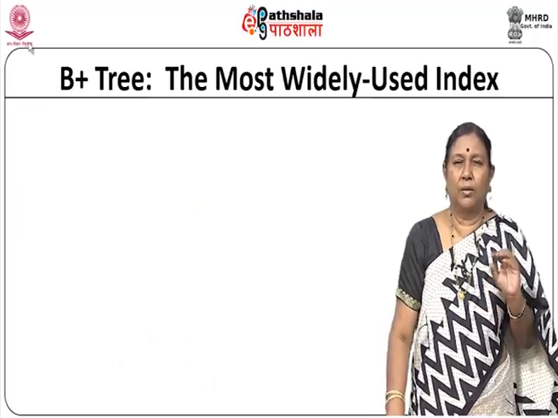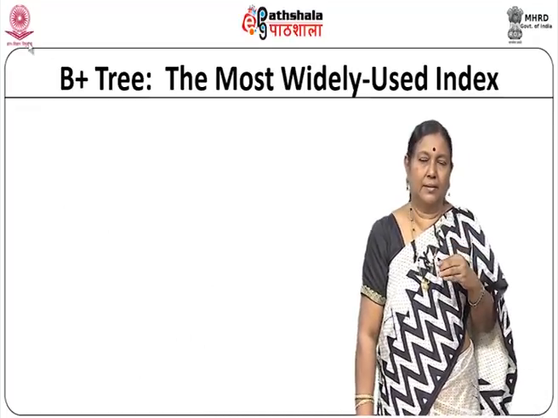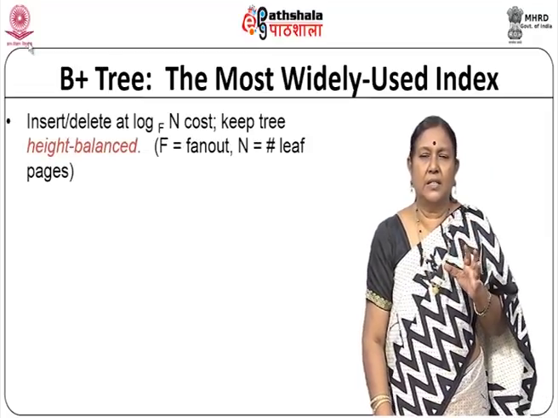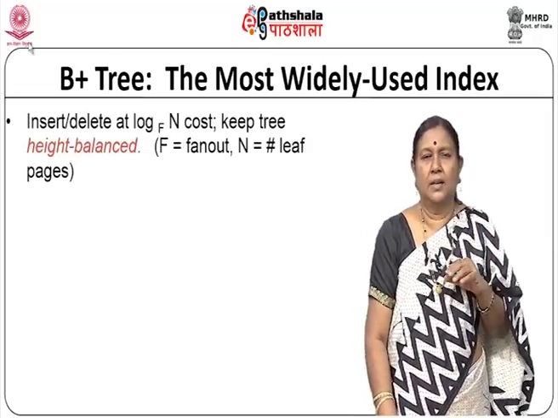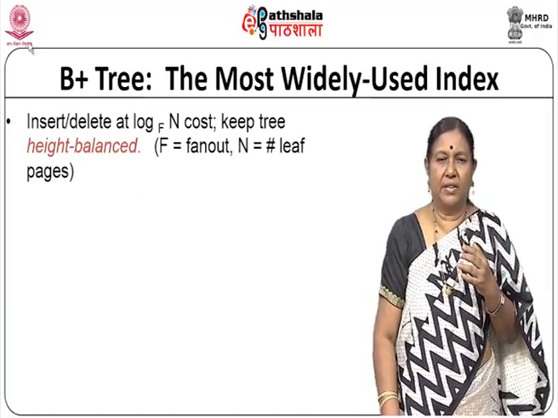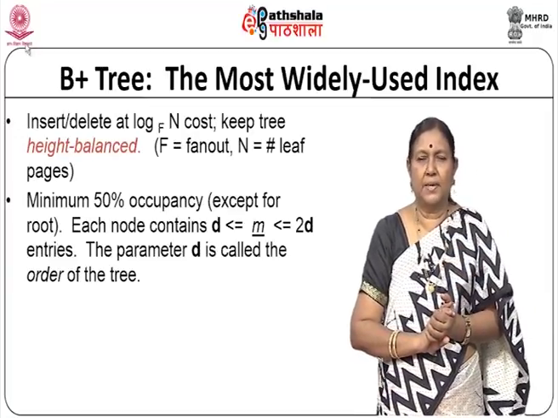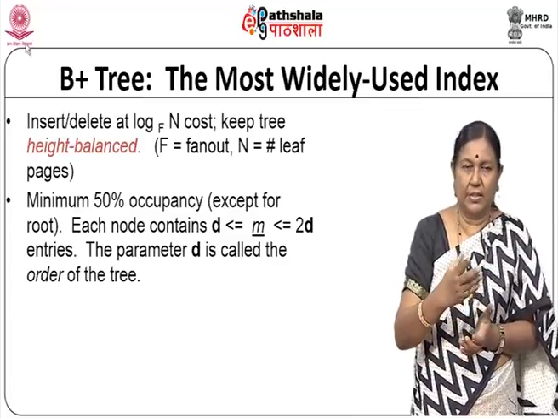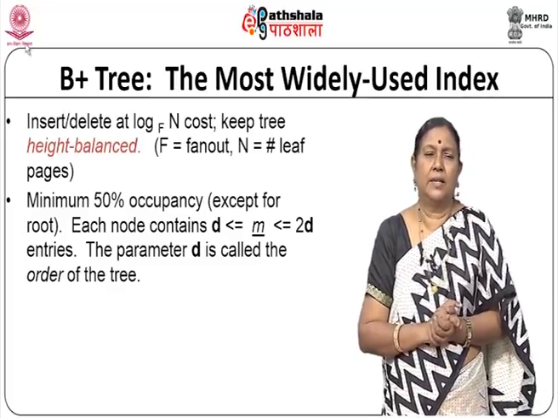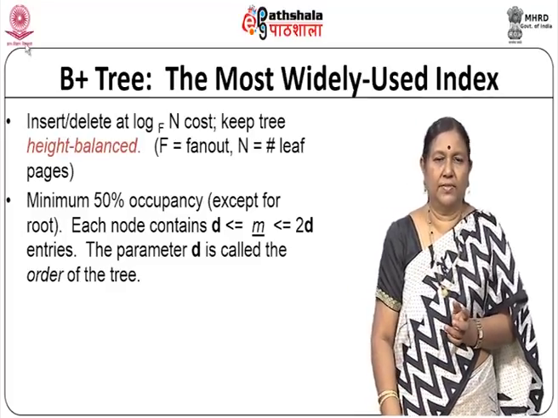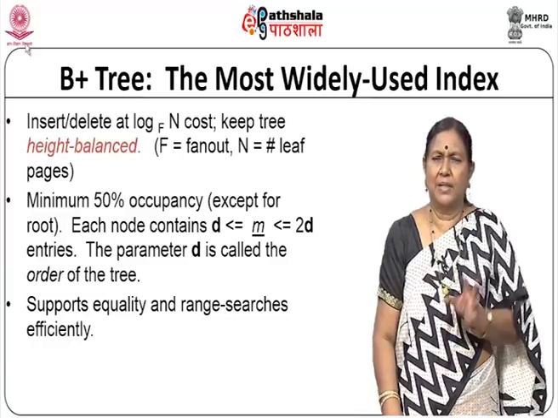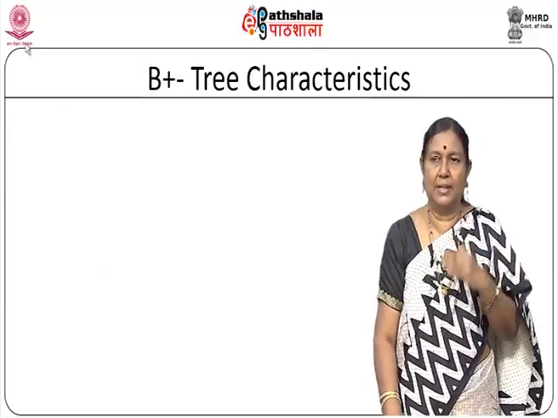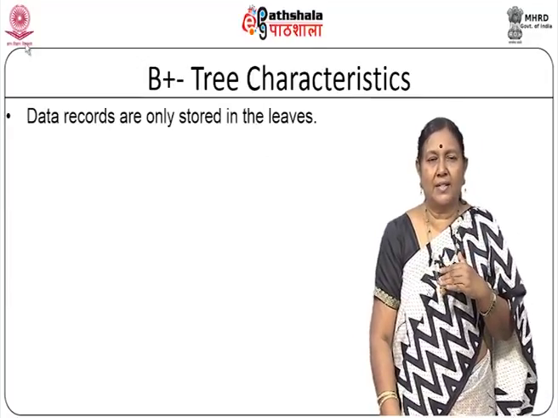Now, let us go to another thing, which is called a B plus tree, based on B trees. Insertion and deletion are log n, and the tree is kept height balanced, f is the fan out and n is the number of leaf pages, with minimum 50% occupancy. Each node contains d less than or equal to m less than or equal to 2d entries, which is what we spoke about. The parameter d is called the order of the tree. So, this we have seen. It supports equality and is especially good for equality and range types of queries, because the records will be in the same place. So, what are the B plus tree characteristics?